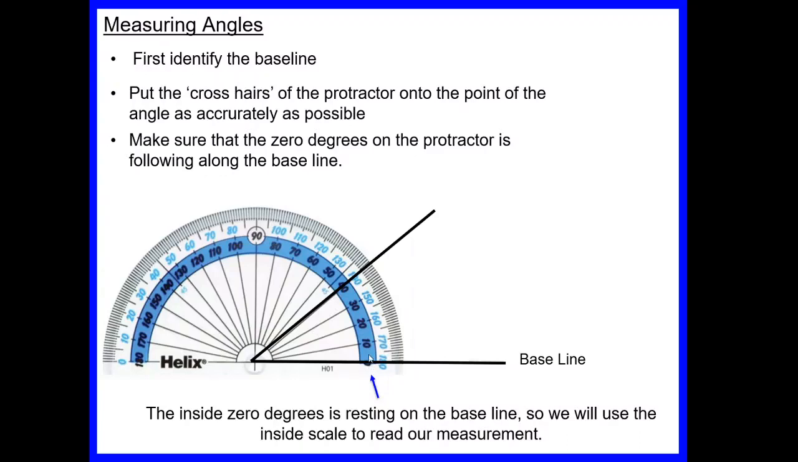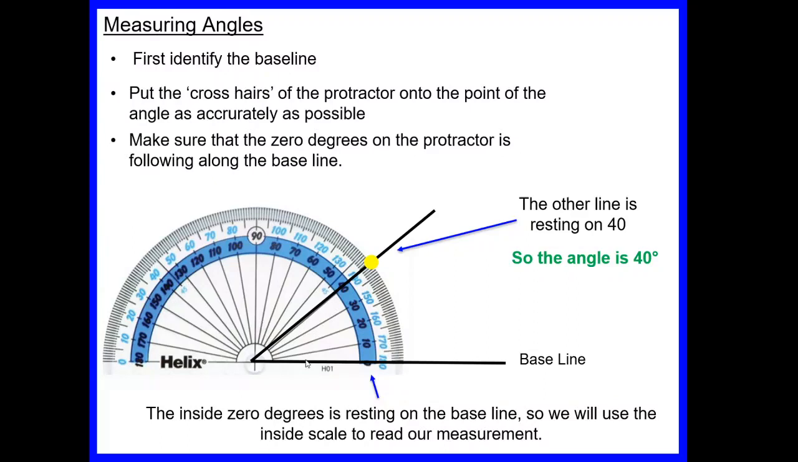So in this case, we're reading in an anti-clockwise direction as the numbers count up. So the other line is resting at 40. There we are. So our answer is 40 degrees. And we can see it's an acute angle.